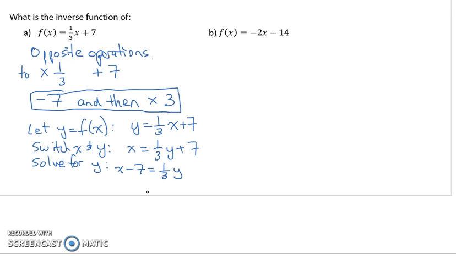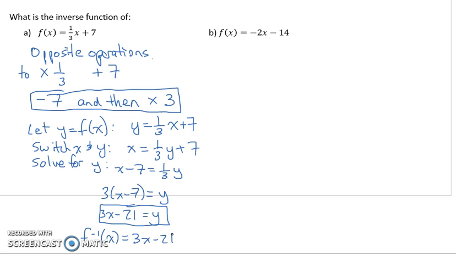Now to get y by itself, I need to multiply by 3, and there's that second step in that inverse portion. So I'm going to get 3 times x minus 7 equals y. Multiply both sides of that equation by 3, and the 1/3 is going to multiply by 3 to give us just 1y. Well, expanding this out, we get 3x minus 21, and that is what y is. Let's write that in actual inverse function notation. f inverse of x is equal to 3x minus 21. So that is how you find an inverse function. So give that a try for part B and check your answer with me.